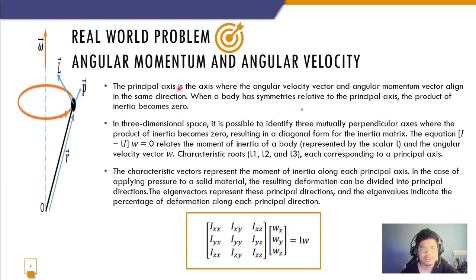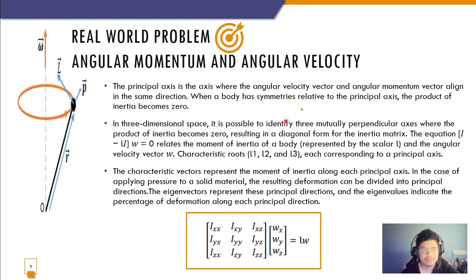The principal axis is the axis where the angular velocity vector and angular momentum vector align in the same direction. When the body is symmetric relative to the principal axis, the product of inertia becomes 0. In 3-dimensional space, it's possible to identify 3 mutually perpendicular axes where the product of inertia becomes 0, resulting in a diagonal form of the inertia matrix.